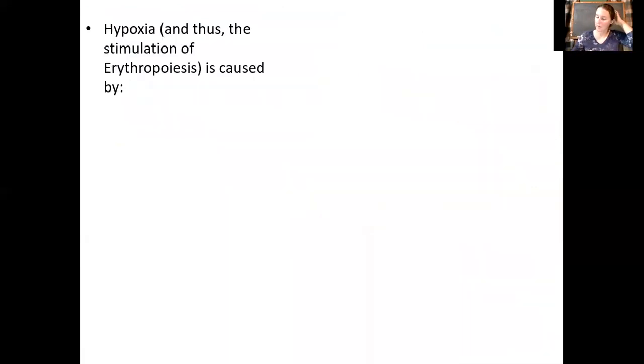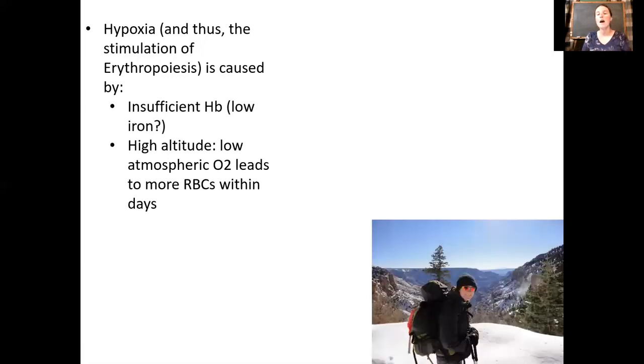Okay. So back to hypoxia. Why would this process be increased? For example, insufficient hemoglobin, right? So why would you have low oxygen? Well, if you don't have enough hemoglobin, you're not going to have enough oxygen. And so your body is going to start producing more blood to compensate for that lack of oxygen. And so if you have low iron, if you have low B12, you're not going to have enough hemoglobin.